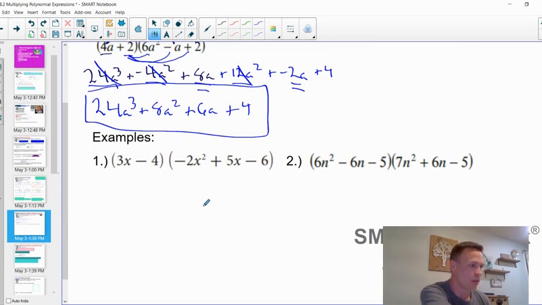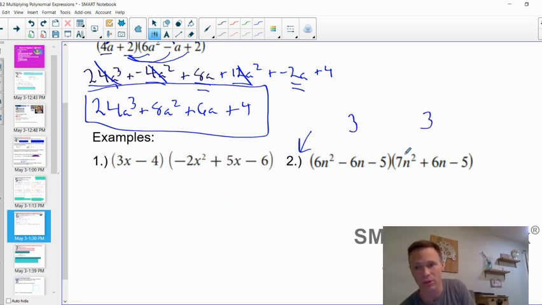So let's get right into it. Let's just do this one, the first one. I'll have more space then. All right, so you know what? I'm going to do number 2 because this one's different. This one is 3 terms times another 3 terms, okay? Now, how many initial terms are we going to get out? 3 times 3 is 9, ladies and gentlemen.